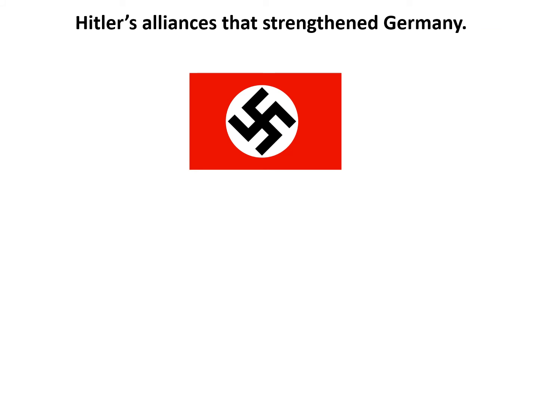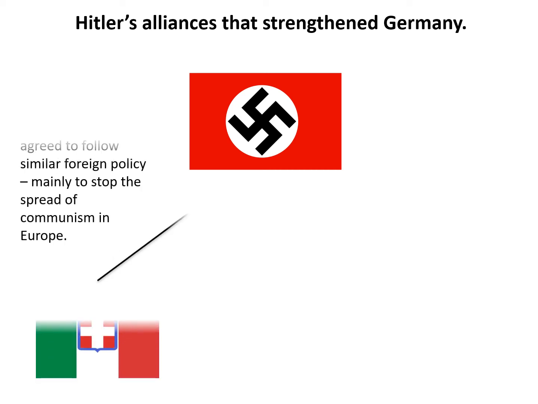Okay, let's look at some alliances then that strengthened Germany. So Hitler's going to make alliances with kind of three key people. If you look at your timeline, the 4 boxes on the top are the 4 pacts that he signs with various countries. Okay, so we're going to look at those on various slides.